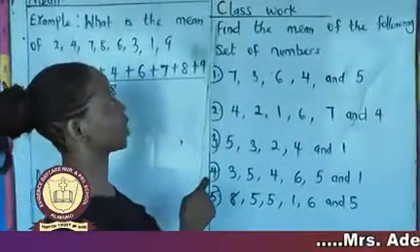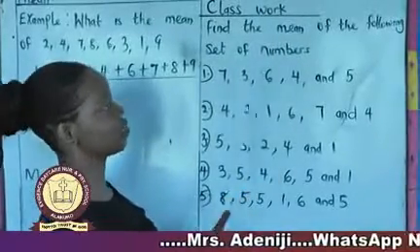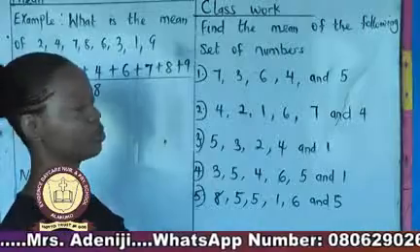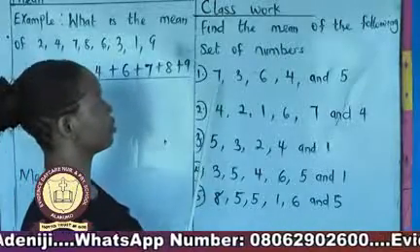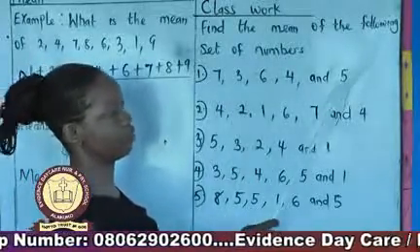Here is your class work. You are going to find the mean of the following set of numbers, just like the way I did my example. I'm going to find the mean of 7, 3, 6, 4, and 5.